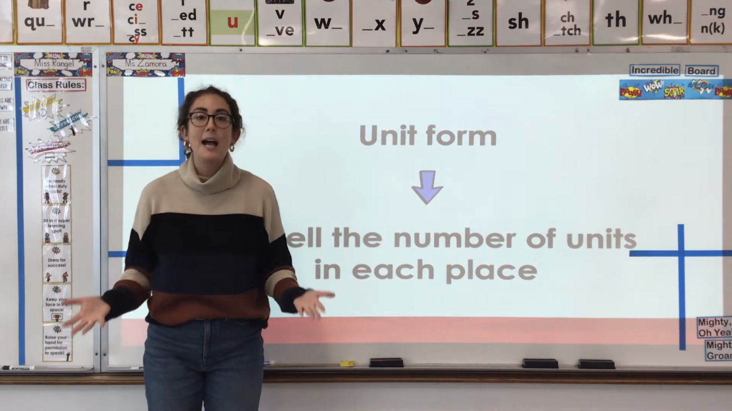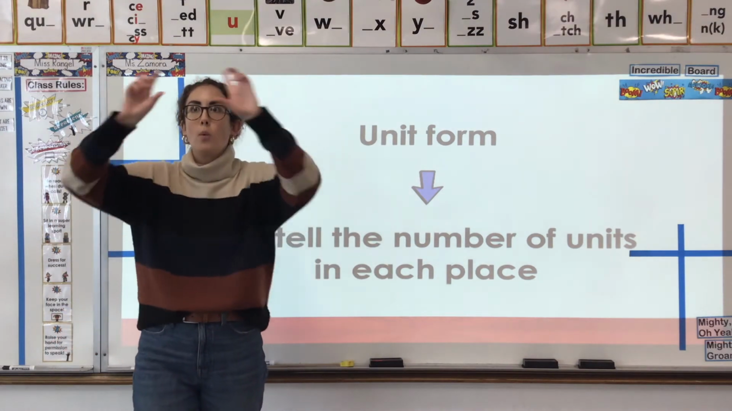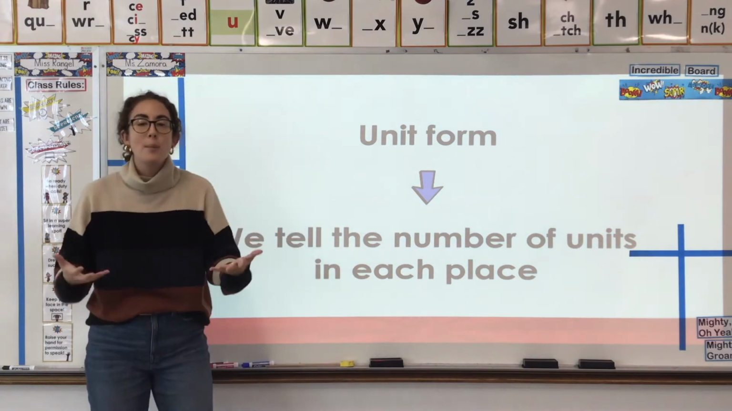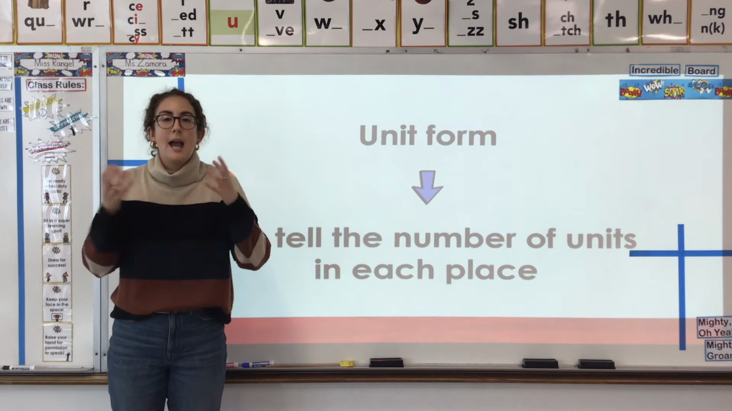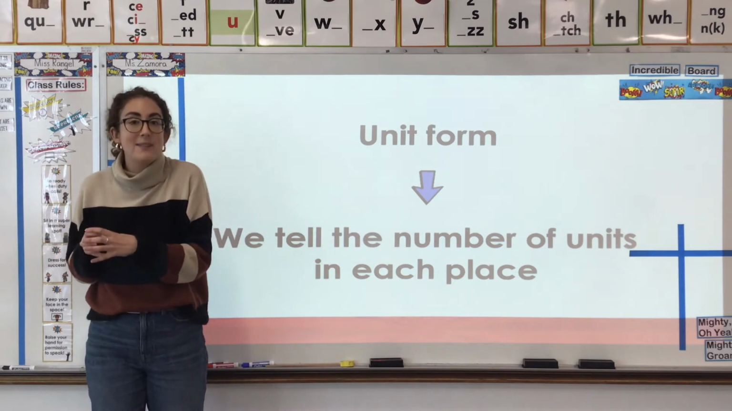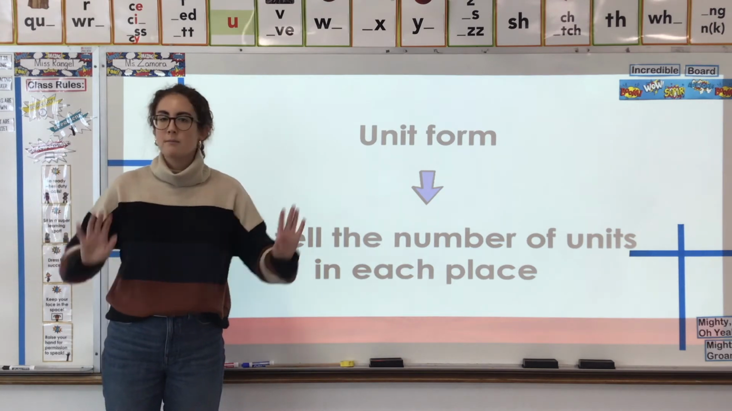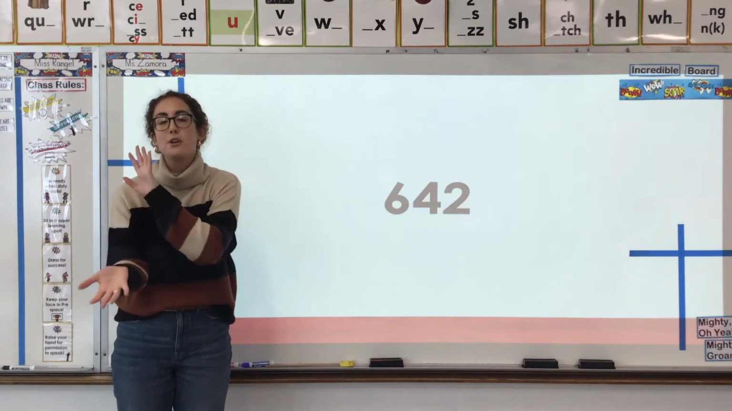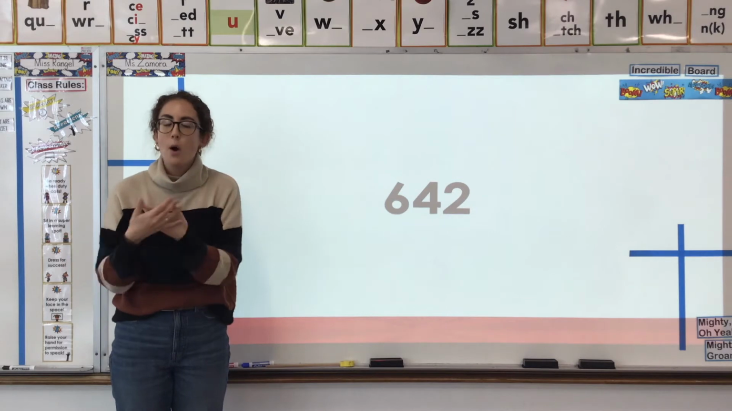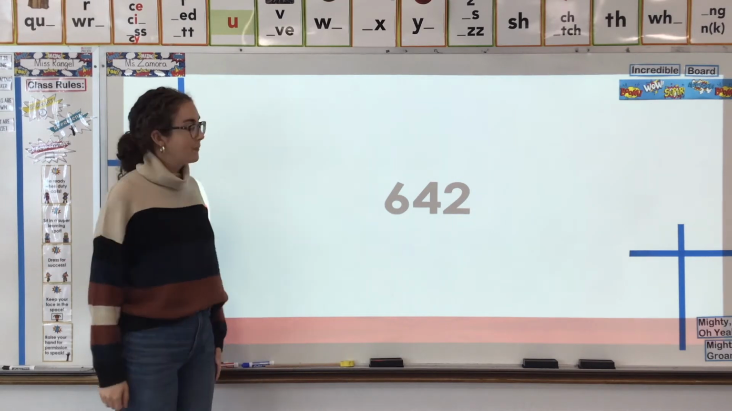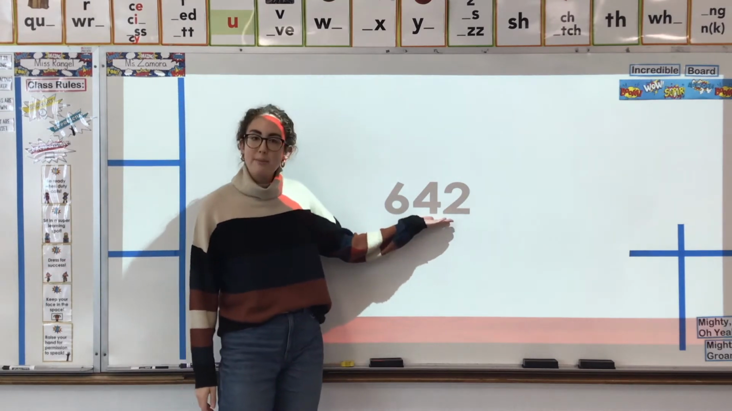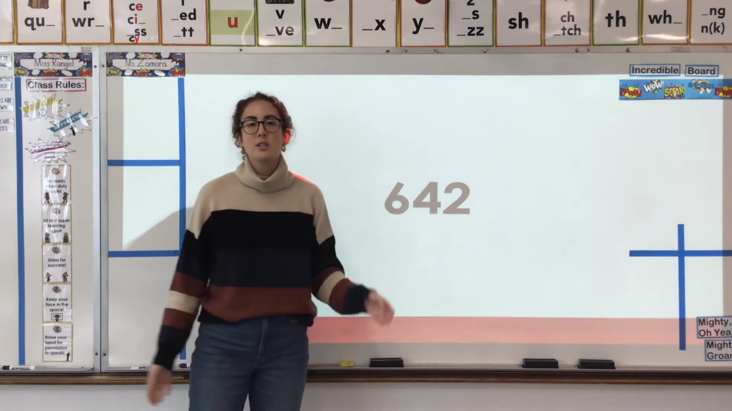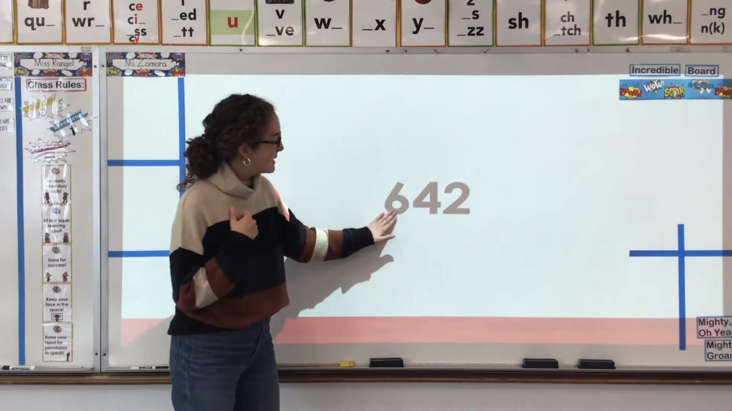When we write a number in unit form, we're explicitly showing and writing out how many units are in each place. How many groups of that place value are there in this number? So let's try it out for ourselves. This is where you're going to have your whiteboard out and a nice marker or a piece of paper, whatever you got. And I want you to write the same number we've been working with, 642. So just go ahead and write that on your whiteboard, 642.